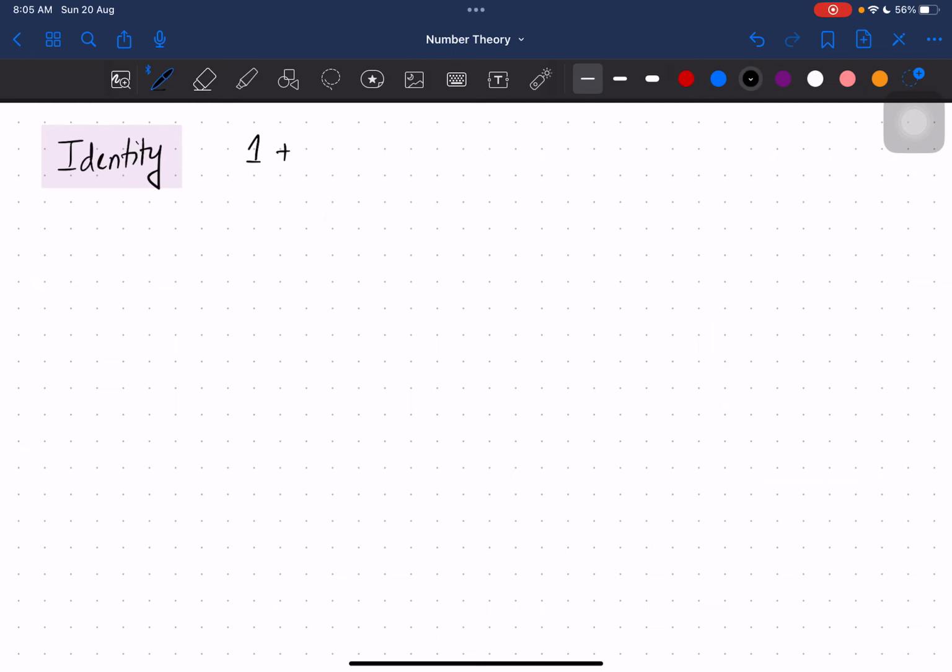1 plus 1 into 1 factorial plus 2 into 2 factorial and so on up to n minus 1 into n minus 1 factorial. So this sum is actually equal to n factorial. So looking at this identity, it looks very intriguing, right?